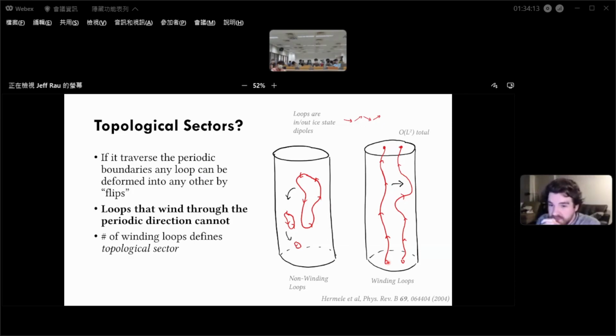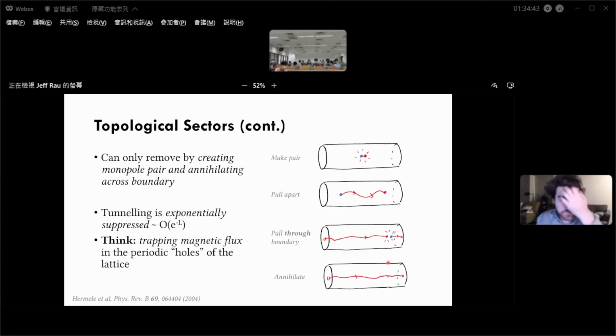And so what that means is when I'm talking about this superposition of ice states, this hexagon flip move is going to have a hard time effectively connecting these things, okay? It's going to take a very large number of these moves to try to actually connect these things. And so the number of loops that are winding like that actually defines a topological sector within this ground state manifold. So the only way to actually connect them is by introducing defects. And it's a little bit easier to see just pictorially.